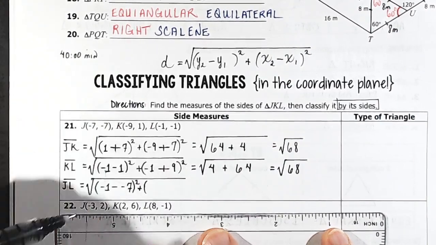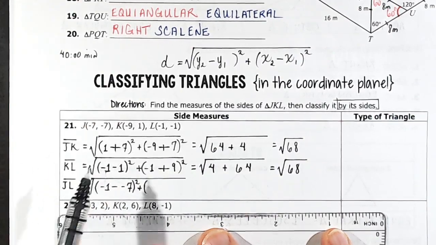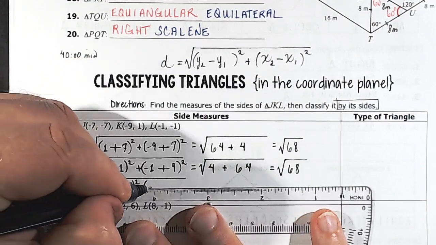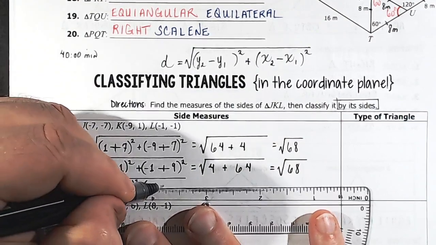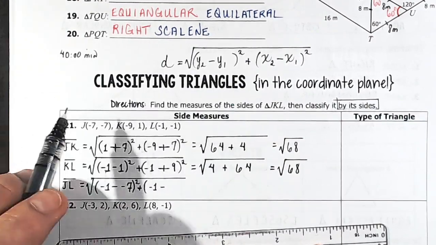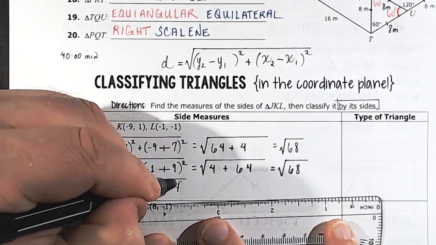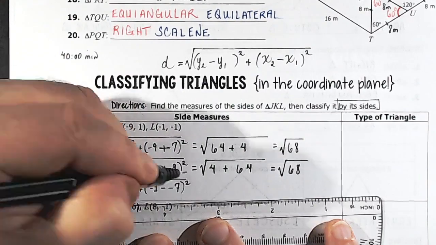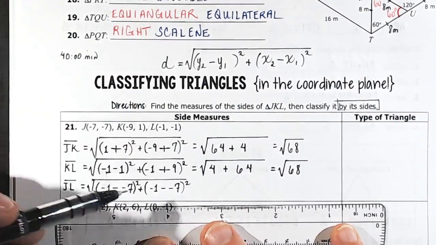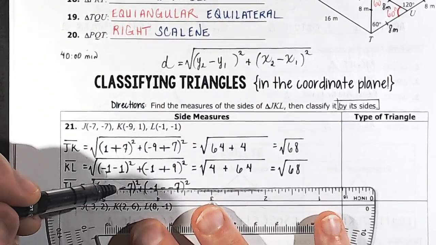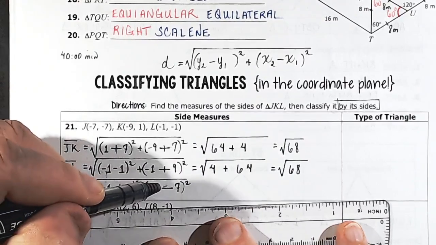open parentheses. And now I need the x value of point L, which is negative 1, minus the x value of coordinate J, which is negative 7. Close parentheses, squared. So in both of these elements, I have double negatives, and I can connect those to make them positive. So that's what I'll do. Make them positive and make them positive.